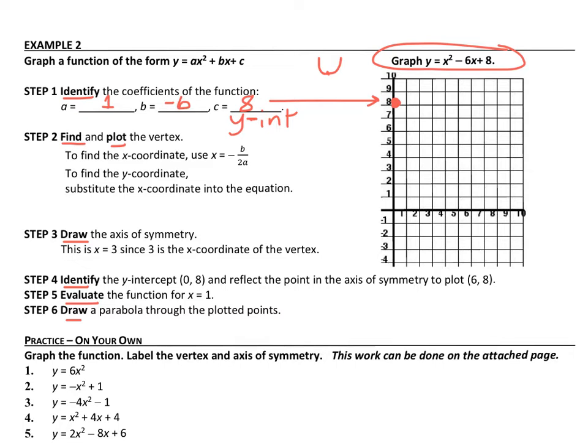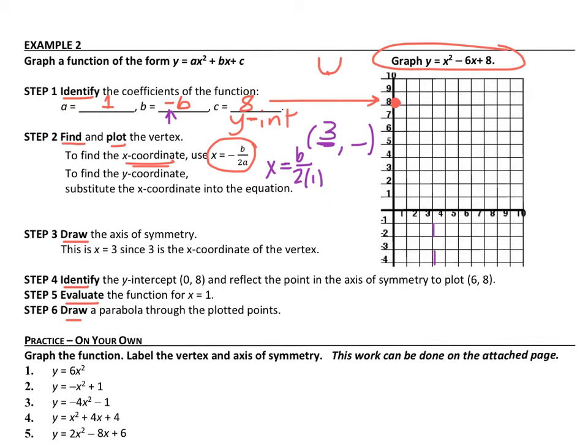So step 2 says find and plot the vertex. To find the x-coordinate of the vertex, we are going to use this little formula here. Just as a reminder, a vertex is going to have 2 parts: an x value and a y value. So the first thing is we're going to find the x part of the vertex by using -b over 2a. Well, b is already negative, so that means we need to turn it into a positive. So x is going to be 6 over 2 times our a value, which is just 1. So 6 divided by 2 is 3. So we know that the axis of symmetry is going to be x equals 3.